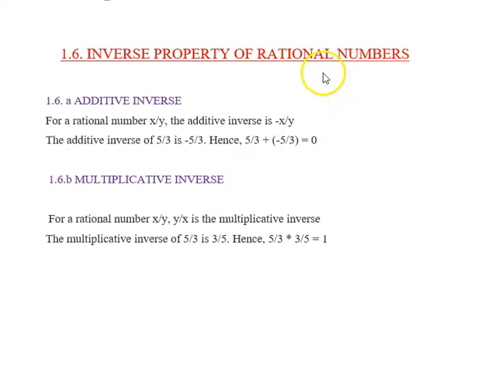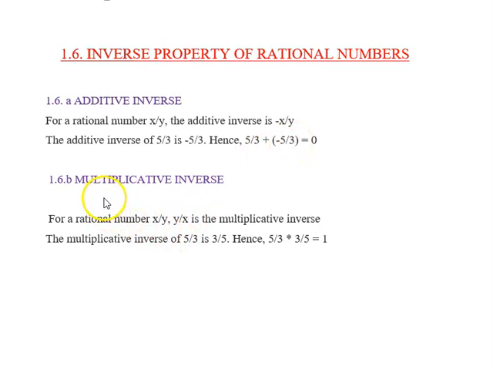The next property of rational numbers is inverse property. So in this inverse property, first is additive inverse. That is, for any rational number x by y, its additive inverse is minus x by y. So let's consider an example. Additive inverse of 5 by 3 is minus 5 by 3. That is, if you add these two rational numbers, your answer will be 0. So the additive inverse is negative of the same rational number.